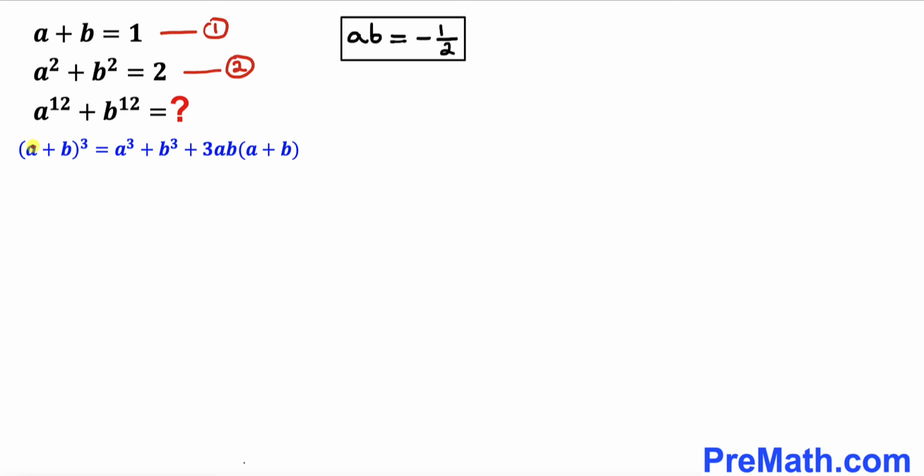Now let me substitute a by a square and likewise b by b square across the board. Then the left hand side is going to become (a square plus b square) whole power 3, and on the right hand side, (a square) whole power 3 plus likewise (b square) whole power 3 plus 3 times a square b square and then times (a square plus b square).